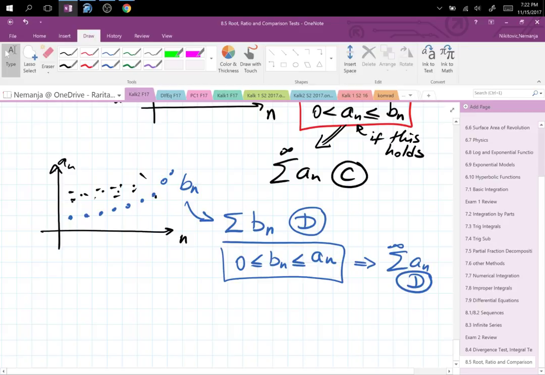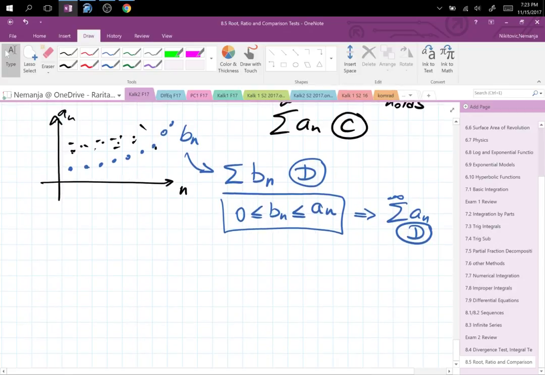It doesn't really look like much, but let's see. Summation of sine n over n squared plus 3, from, let's say, 1 to infinity.